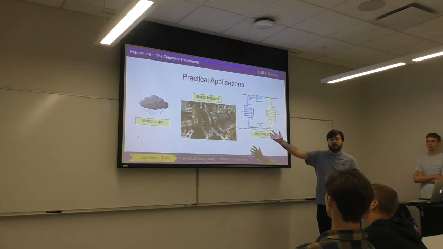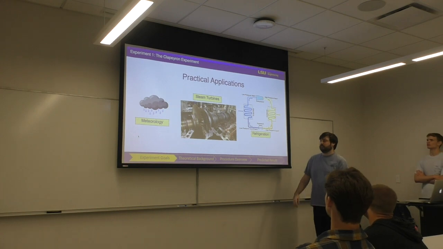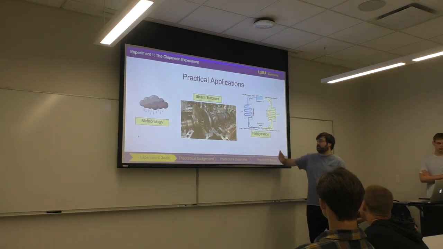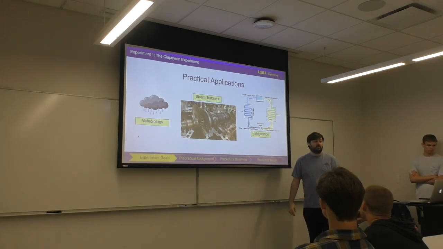Here we have some practical applications for the Clapeyron experiment. I think the coolest one is meteorology. Basically, when they're forecasting rain and stuff like that, they're looking at the atmosphere and they're saying, all right, is there water vapor out there? What's its temperature? What's its pressure? Is it going to form a cloud? And is that cloud going to precipitate? Which is pretty cool.